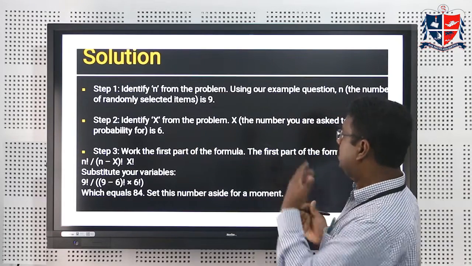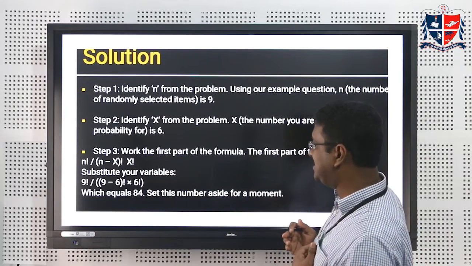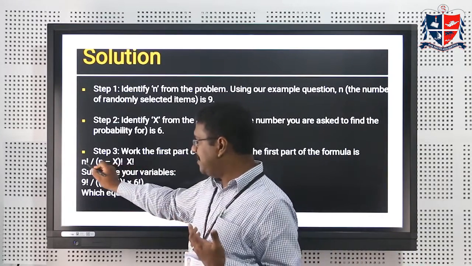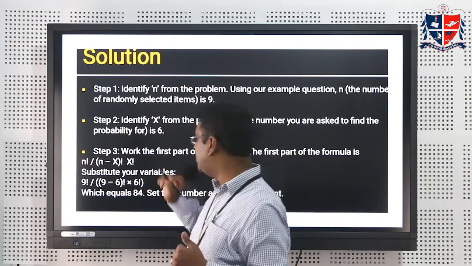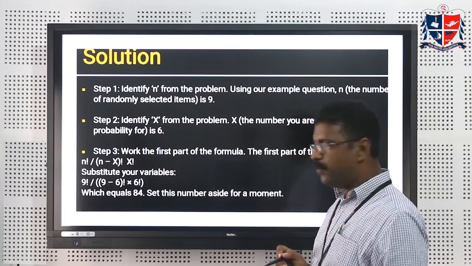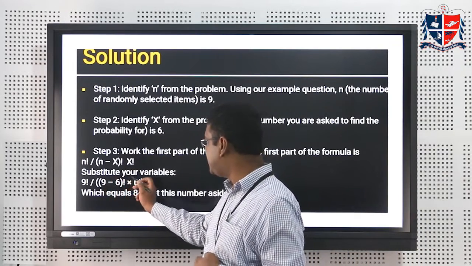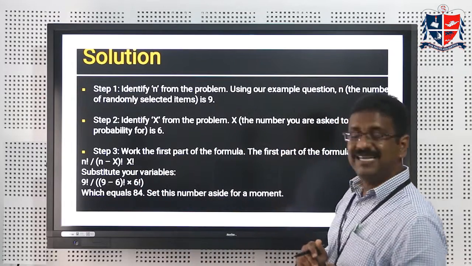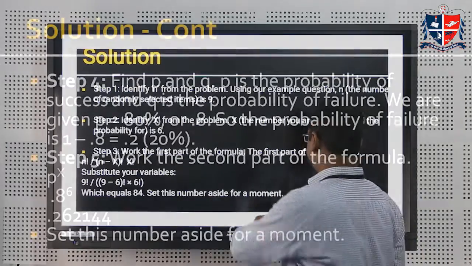Step 3, we work out the first part of the formula. The first part of the formula is nCx, and it can be expressed as n factorial divided by n minus x factorial into x factorial. When you substitute our values, it is 9 factorial divided by 9 minus 6 factorial into 6 factorial, which gives us 84. We will keep this number aside for a moment.